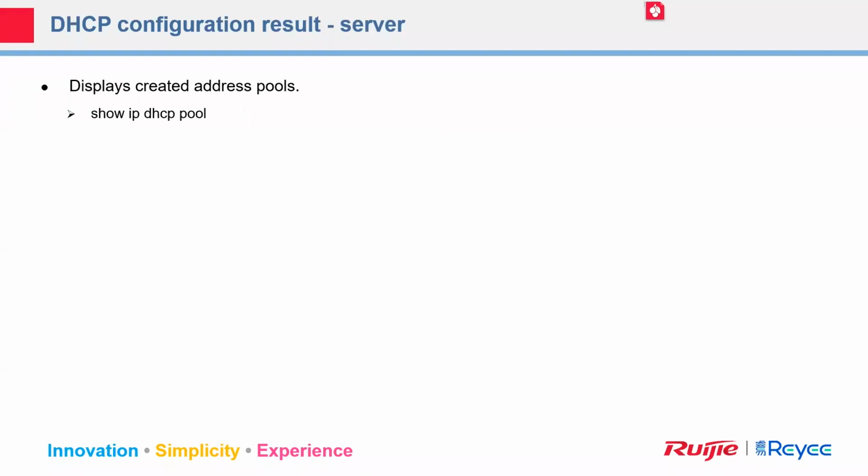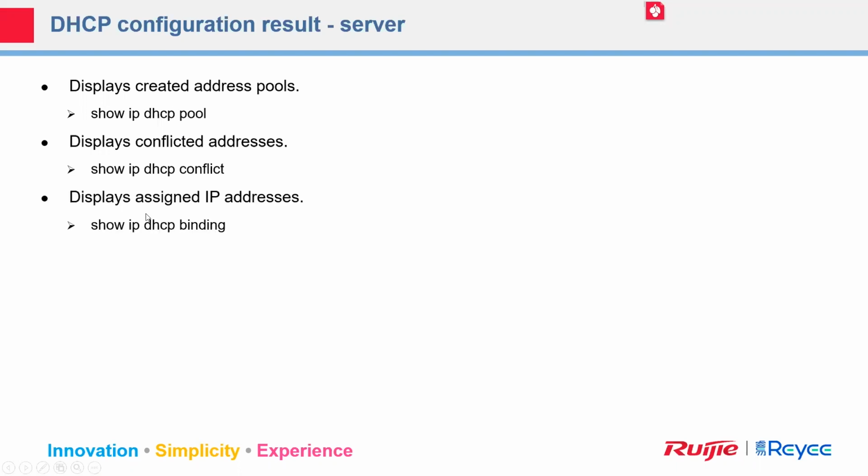After we finish the configuration, let's check the result. The first one, we can check what's the pool you created on the network. The command is show ip dhcp pool, and we can see what's the conflicted address. The command is show ip dhcp conflict. And also you can check what's the IP address already used in your network. The command is show ip dhcp binding.